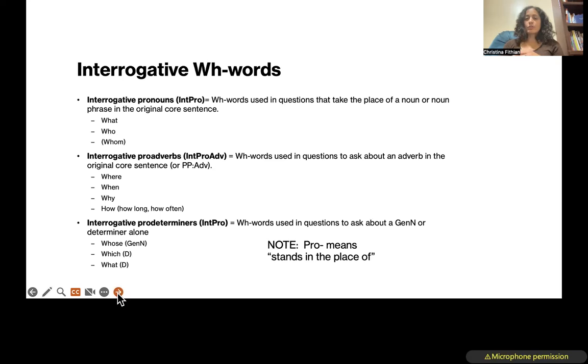So just a little side note on the interrogative WH words. When you're notating these on your trees, with interrogative pronouns and interrogative prodeterminers, we're going to write both of those as int pro. Proadverbs are the only things we're going to add the ADV to. So you're going to write int pro ADV. And that is because adverbs often can be very long phrases and even full clauses themselves. So you want to distinguish the proadverbs from just any other type of pronoun or prodeterminer, including those prodeterminers that take the place of gen ends. So just note that on your trees as well.